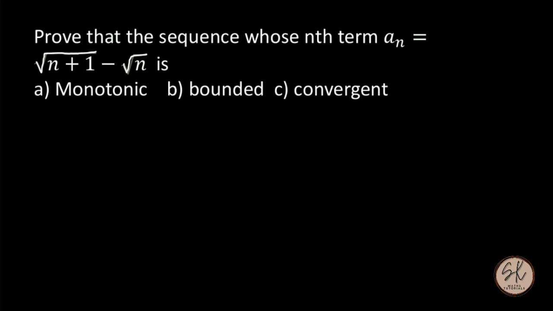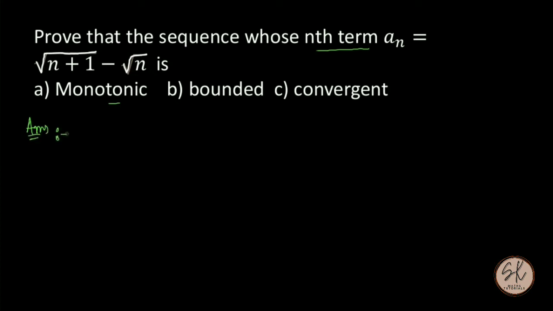Hello everyone, in today's video we are going to solve this question. The question is: prove that the sequence whose nth term is a_n = √(n+1) − √n is bounded, monotonic and convergent. Let us prove this.